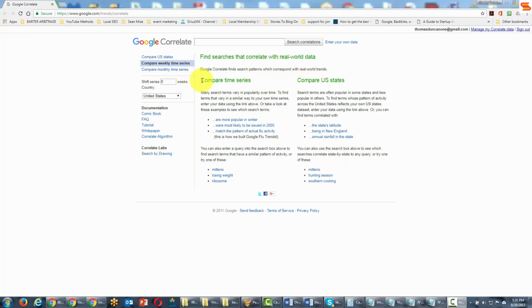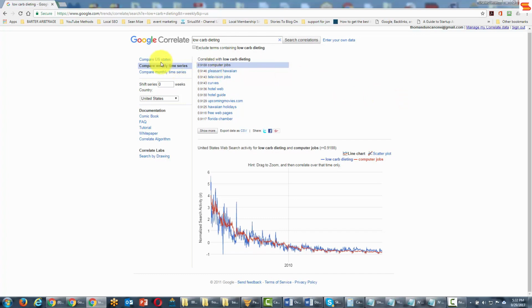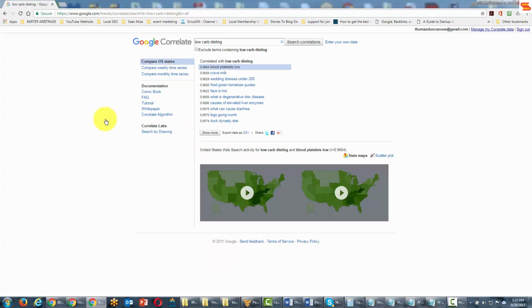So for example, if we were to look at our term low-carb dieting, we'll be able to look at which search terms ran parallel in terms of its popularity also close to low-carb dieting. We can also look at it not only over time, but we can also look at it geographically. So we can look at which terms actually ran together with low-carb dieting and which states those terms were most popular. So again, this is another view of our search term, and it's a way of being able to look at how popular a term is relative to other things in a particular area.